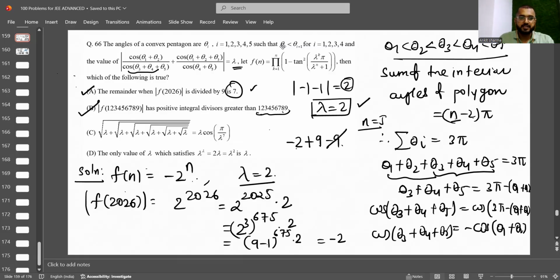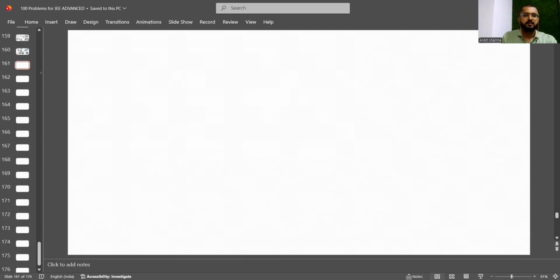Now let's go for option C. Option C is asking us to find this root lambda, lambda, lambda, and so on, how many times? 1, 2, 3, 4, 5, 6 times. So let's go ahead. If I have to find here, the square root of this is 2 plus square root of 2 plus square root of 2 plus square root of 2 plus square root of 2. That's what we know. 2, 3, 4, 5, 6. No, one more. Plus square root of 10.